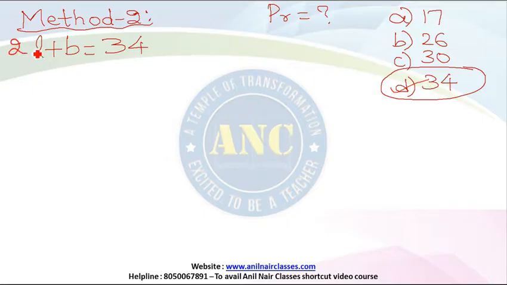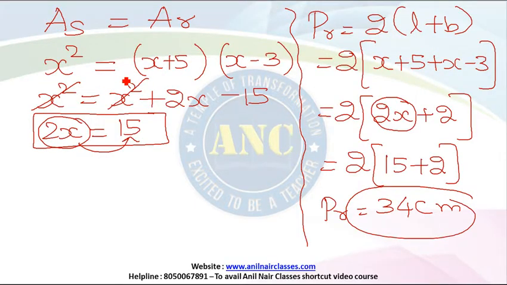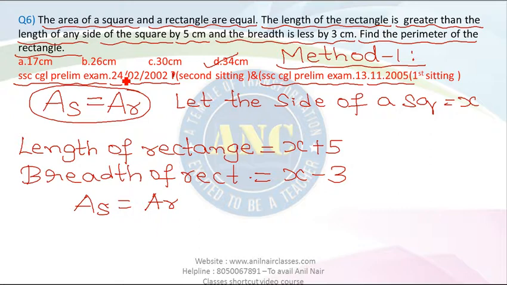Now the perimeter is 34. That means the L plus B value will be 17. If I add L and B, the sum should be 17. That is point number 1. Point number 2, what you need to understand here is that the length and breadth of the rectangle, in method 1, were x plus 5 and x minus 3, and the side of the square is x. I don't know the side of the square.